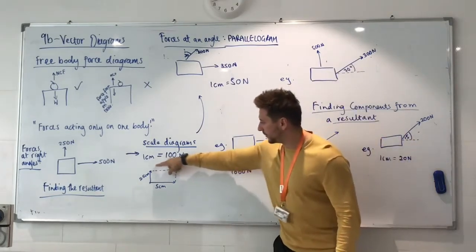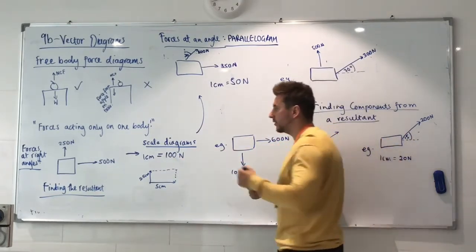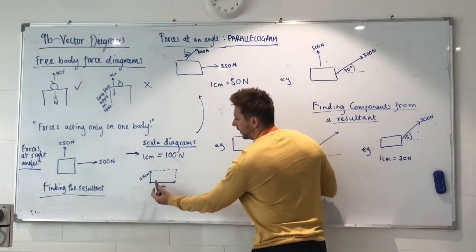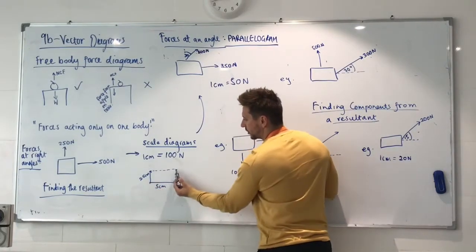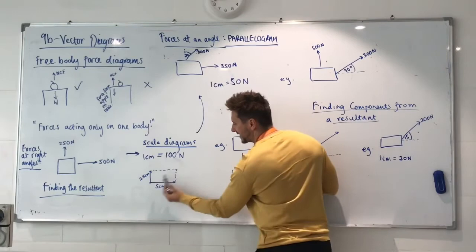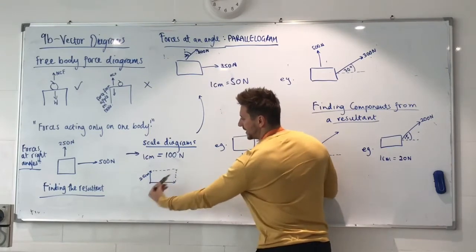So complete the shape. I always draw it with dotted lines just so I know they're not the actual forces. And remember, the resultant force is corner to corner, but I know that it's this corner to this corner because it should be in that direction.